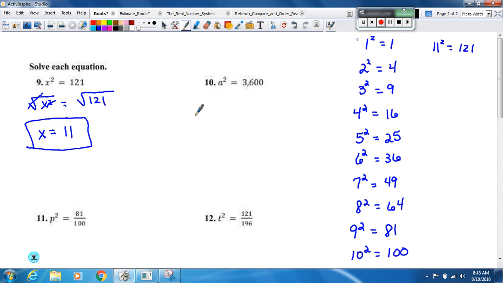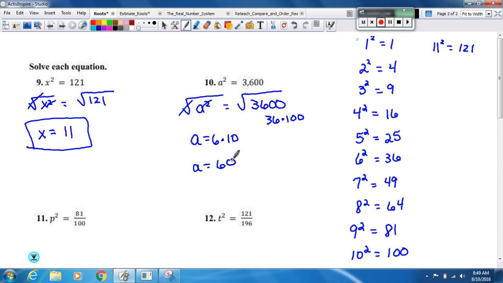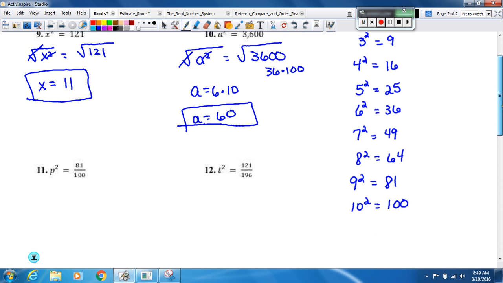On this one, the square root of a squared equals the square root of 3600. Okay, opposites cancel. So a equals, okay, 3600 is not on our list. We can extend the list to make it be on the list, but it's much easier to think of this as 36 times 100. Because the square root of 36 is 6, and the square root of 100 is 10, and 6 times 10 is 60. So sometimes it's easier to break it down into products of perfect squares.